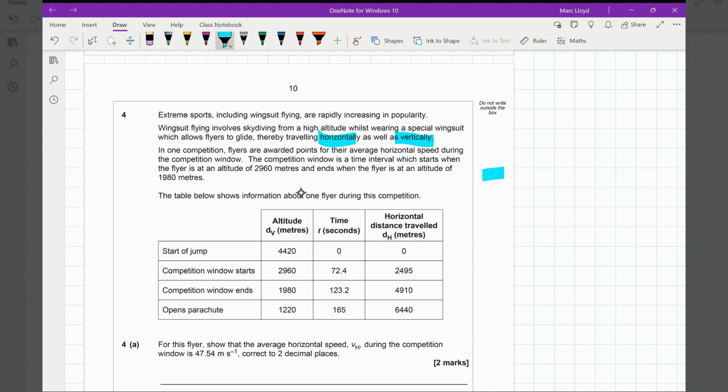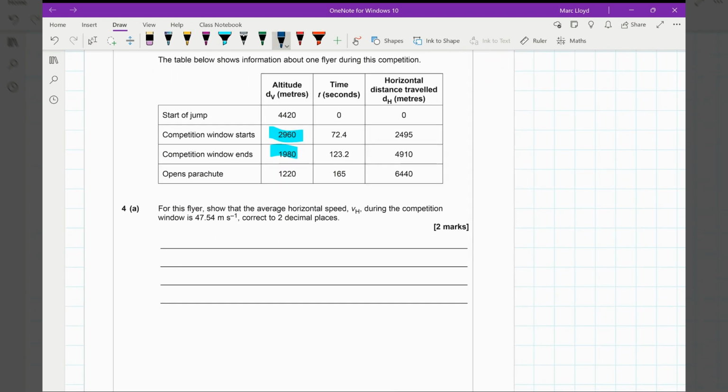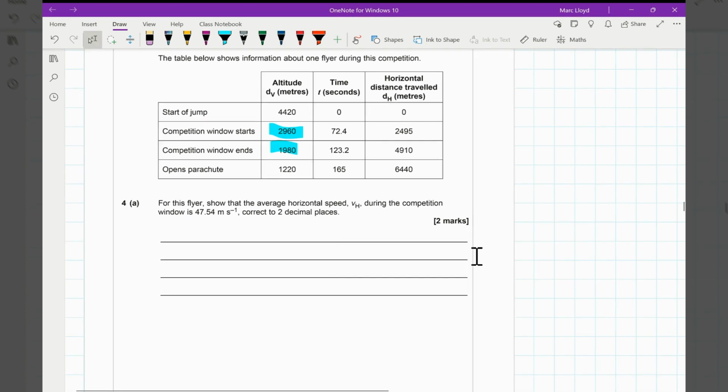In one competition, flyers are awarded points for their average horizontal speed during the competition window. Competition window is the time interval which starts when the flyer is at an altitude of 2960 meters and ends when the flyer is at an altitude of 1980. And you can find them in the table below. Okay, so this is a table of how a competitor has participated, and it says for this flyer, show that the average horizontal speed during the competition window is 47.54 to one decimal place.